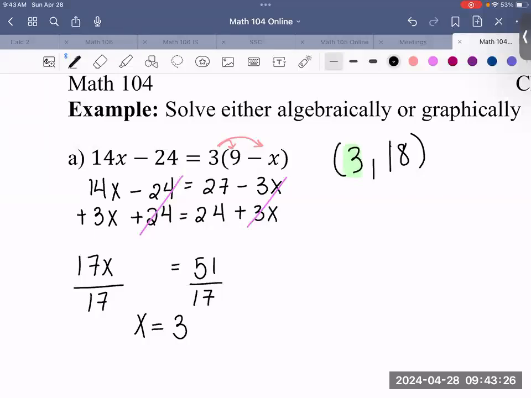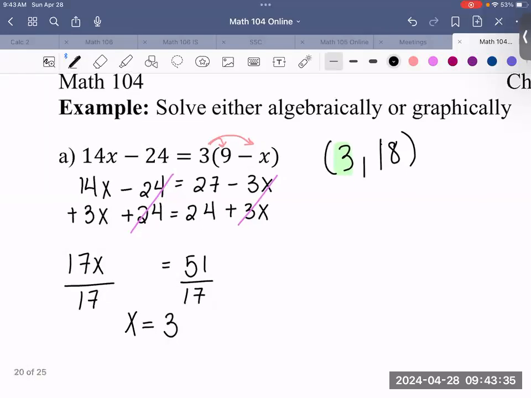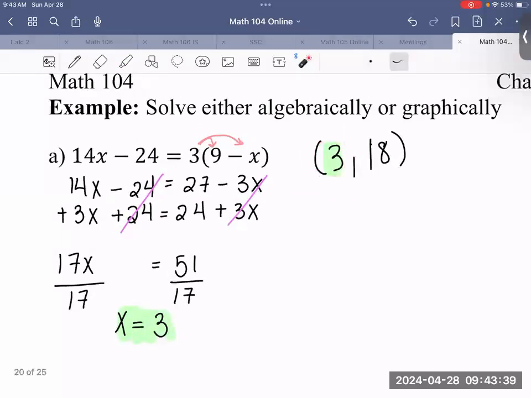We can also plug it back in and double check, just like we did in our previous lecture video, just to make sure that both sides are in fact equal. And you notice that that 3 is the same as this 3 over here.